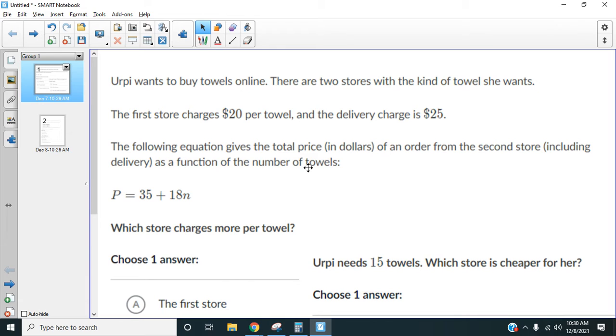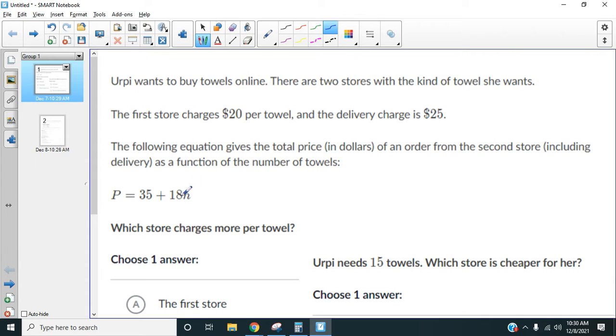Erpy wants to buy towels online. There are two stores with the kind of towels she wants. The first store and the second store. Okay. The first store charges $20 per towel. Timeout. And the delivery charge is $25. Let's write a formula, an equation, in slope intercept form.